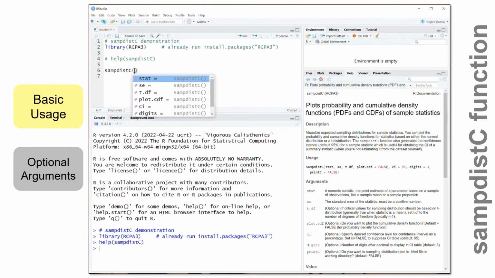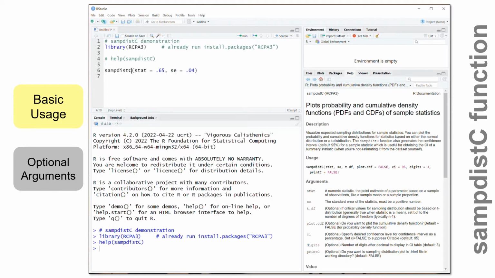So the function has two required arguments, stat and se. The stat argument is just set equal to a single number that would represent a statistic from a sample. Say, I'm making up these numbers just as a hypothetical. So let's say we conducted a survey and we found that 0.65 of respondents had a particular opinion, and we calculated the standard error of that sample statistic to be 0.04. So the typical amount of deviation from the parameter would be 0.04.